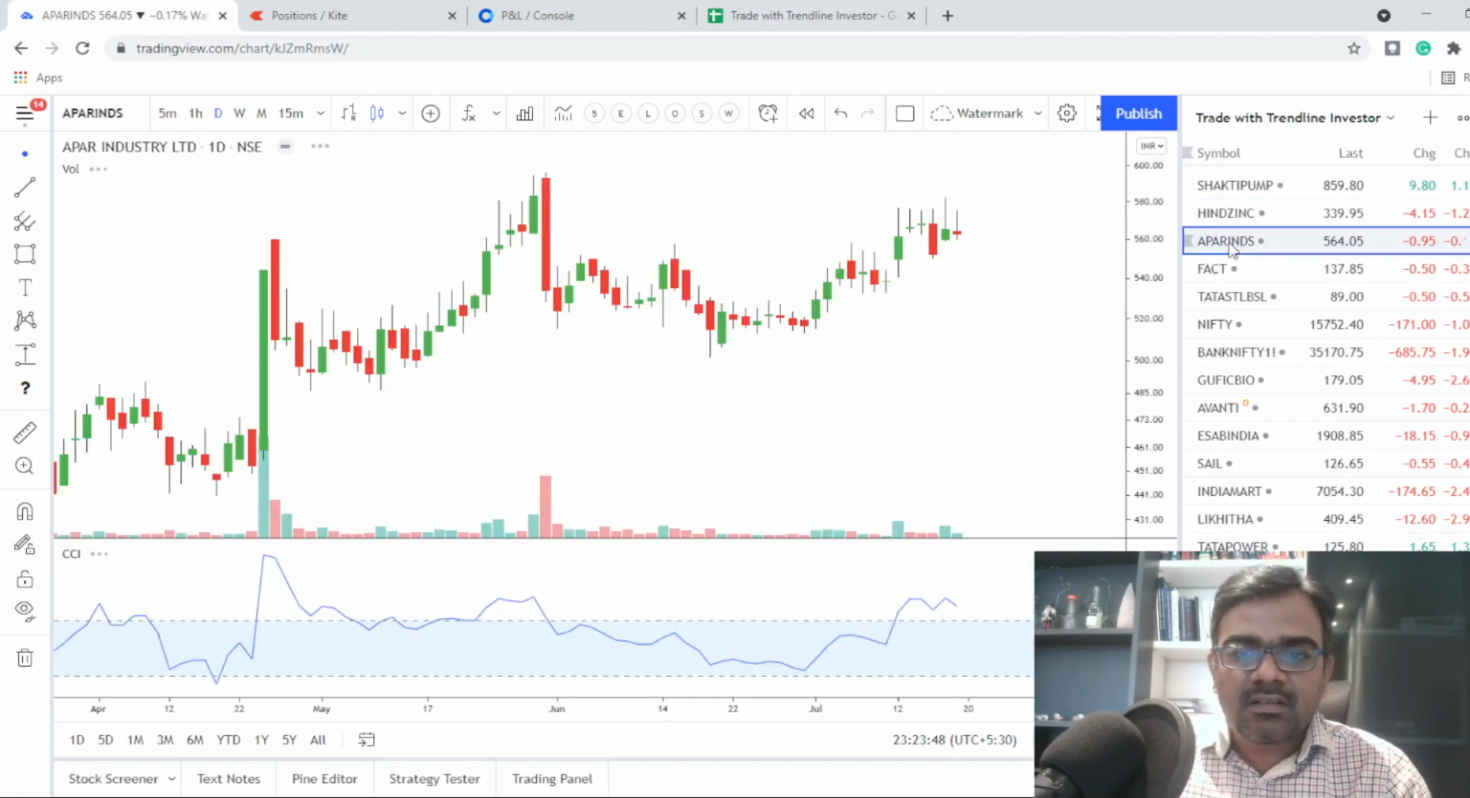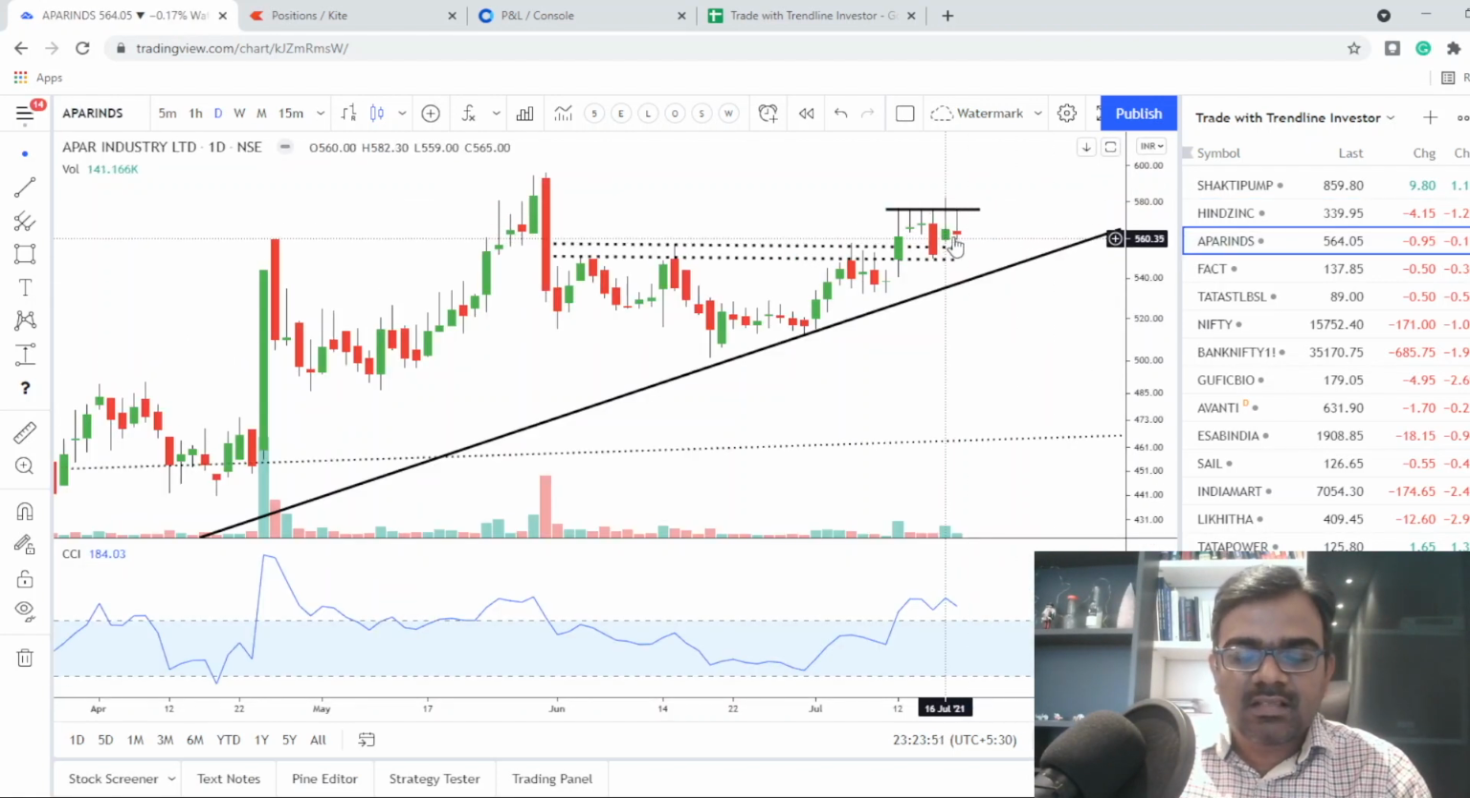Apar Industries again is looking okay. It has an inside bar today, but again, it did not form a very bad green candle. Again, if you want Apar Industries, I am going to add Apar Industries above 577, 576, 575.